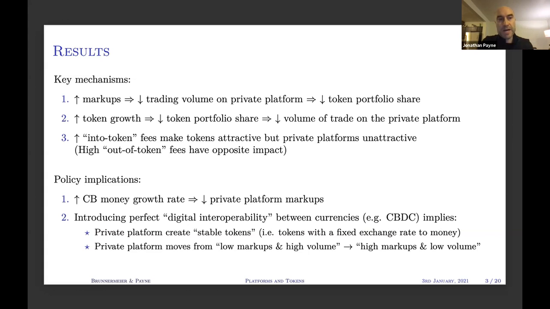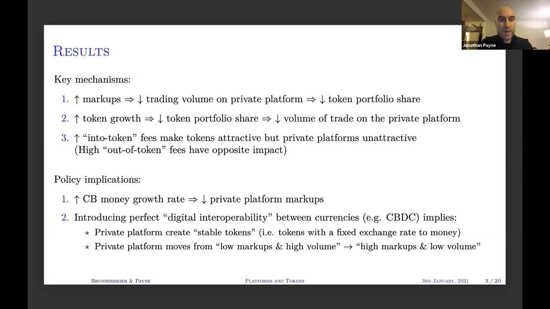And finally, we can think about what these exchange rate fees are doing. If we have high into-token fees, so high fees for exchanging dollars for tokens when you arrive at the platform, then that makes the tokens more attractive because the need to get them in advance is higher, but ultimately makes the platform less attractive. So the platform has this trade-off. Okay, so we're able to explore what these mechanisms look like in the design problem.